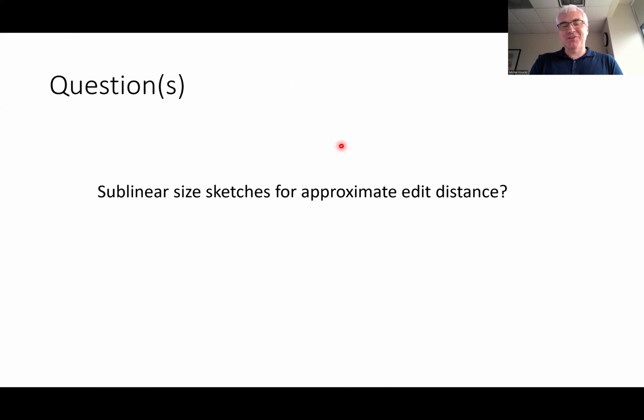But a much more interesting question, which I find more fundamental, is: can we get interesting, sublinear size sketches for approximating edit distance with a constant factor? I think that is the major open problem. Thank you.